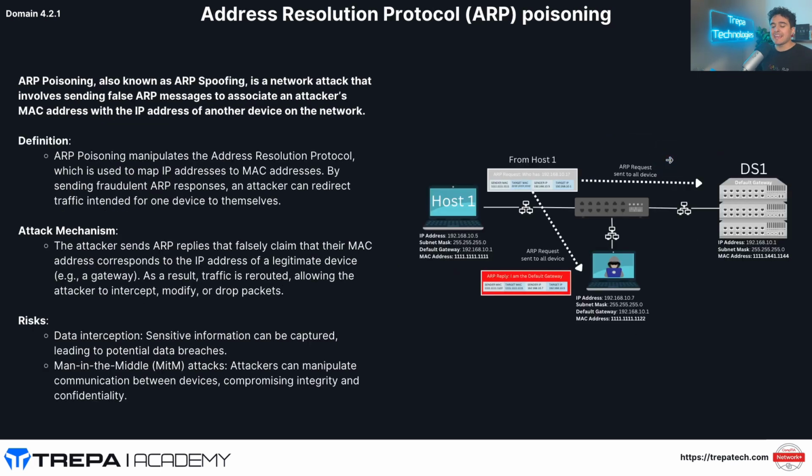ARP poisoning, so the Address Resolution Protocol. This maps layer 3 to layer 2. What we mean by this is, imagine we set a static IP on host 1 here. We give it a default gateway, subnet mask, and IP address. But to actually build our entire network packet to talk outside of our network, or to talk to the default gateway, we need a layer 2 header. That layer 2 header needs a destination MAC address that's going to be forwarded to our default gateway.